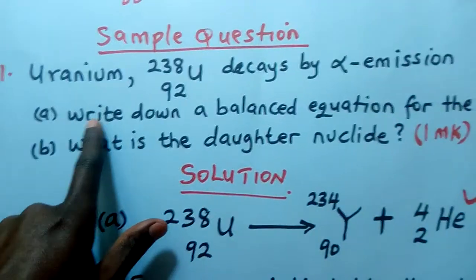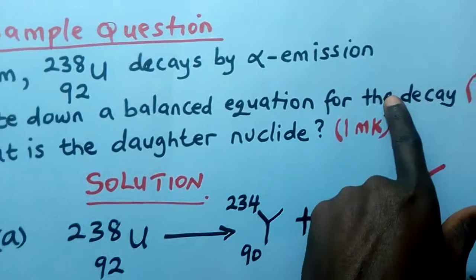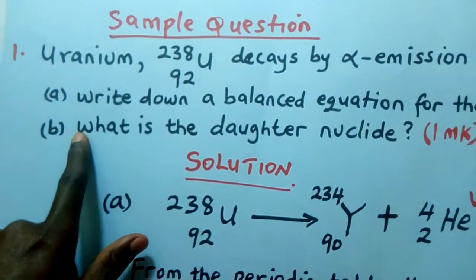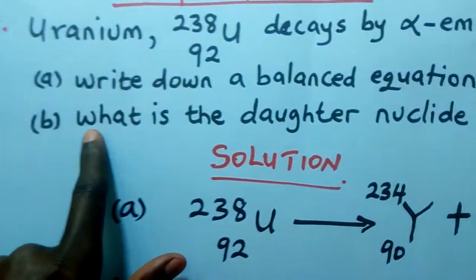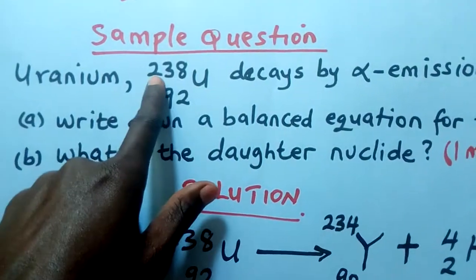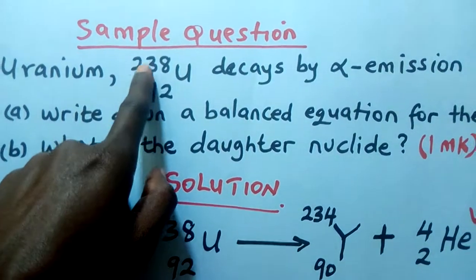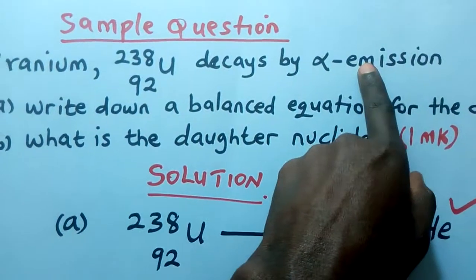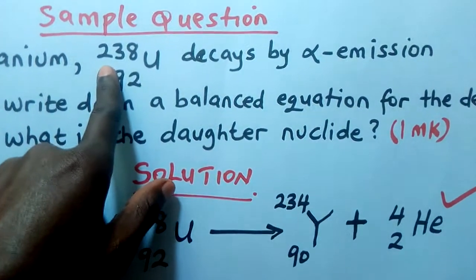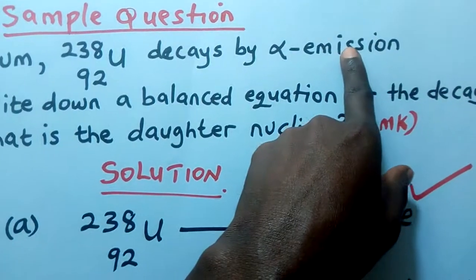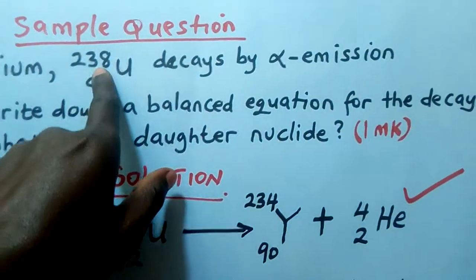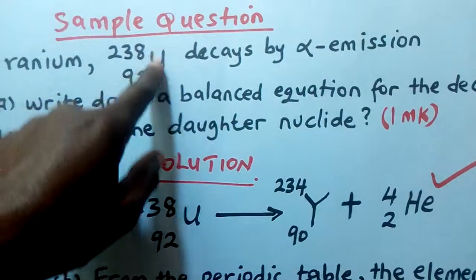And this person wants us to write down a balanced equation for the decay, 1 mark. Then secondly, he wants us to name the daughter. What is the daughter nuclide? After giving us the parent as this one. So when this parent emits an alpha particle, it means it changes into another element, the daughter. So they want us to write the equation.